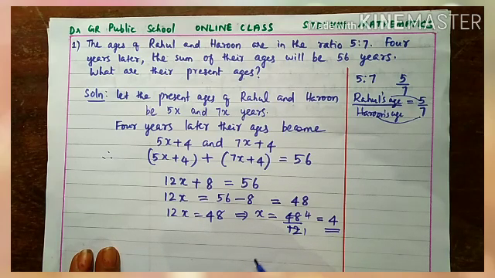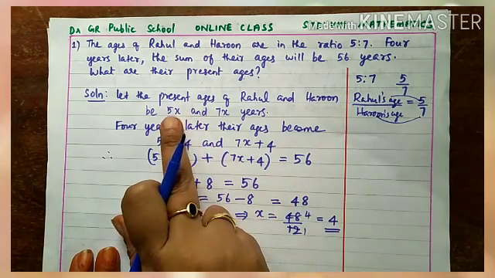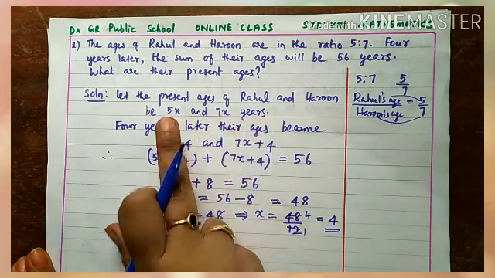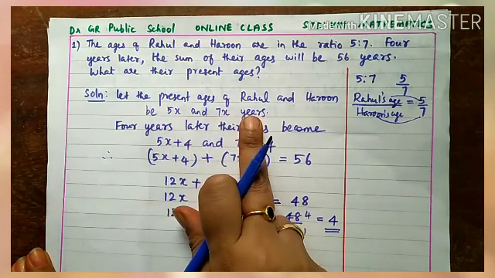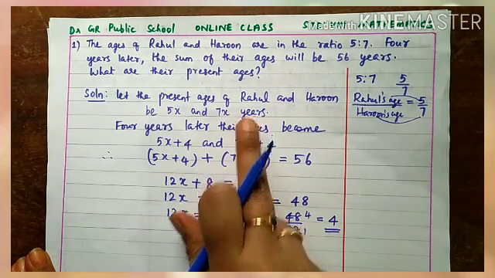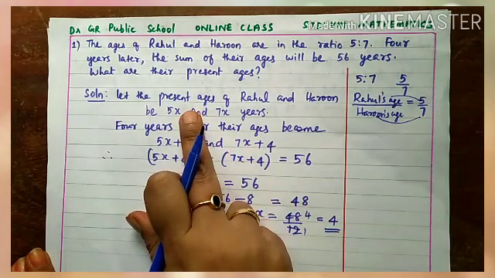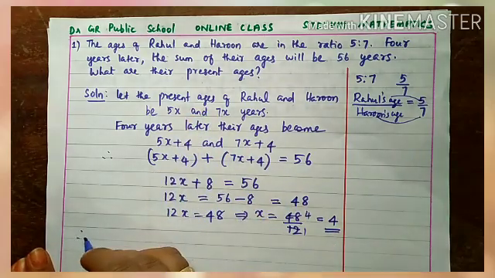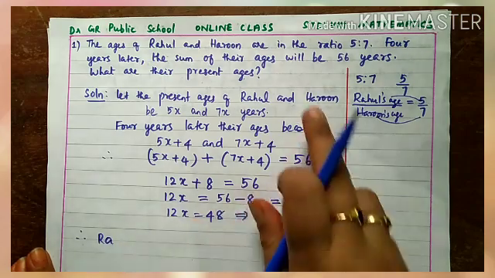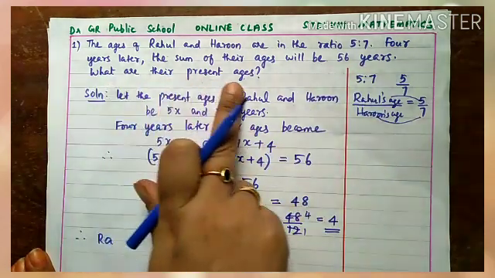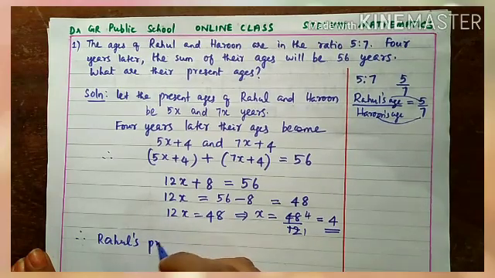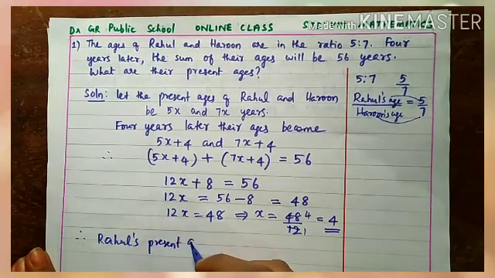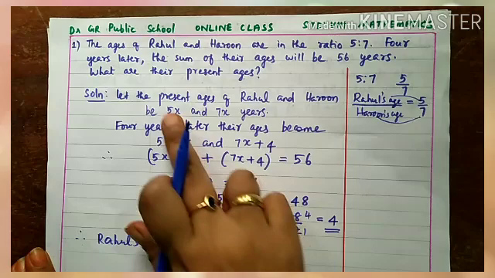Okay. Now using this x value, we want to find the ages of Rahul and Harun. Rahul, what have we taken? 5x. And Harun, what have we taken? 7x. So we multiply this x value here. So that is our question: what are their present ages? We write Rahul's present age is equal to 5x.